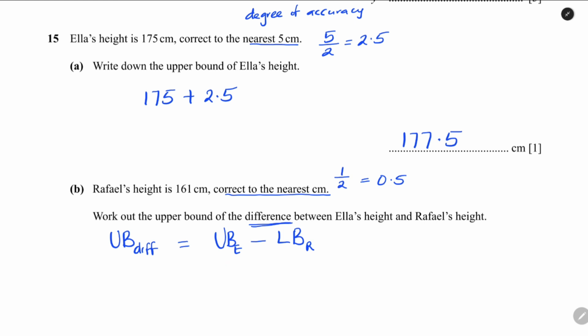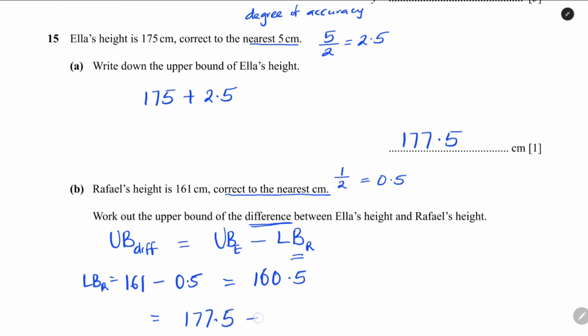We already know the upper bound of Ella's height. What we need to find is the lower bound of Raphael's height. Now, Raphael's height is 161. And the degree of accuracy was 1. So to find our lower bound of Raphael's height, we're going to have 161 minus 0.5. And this is going to give us 160.5.